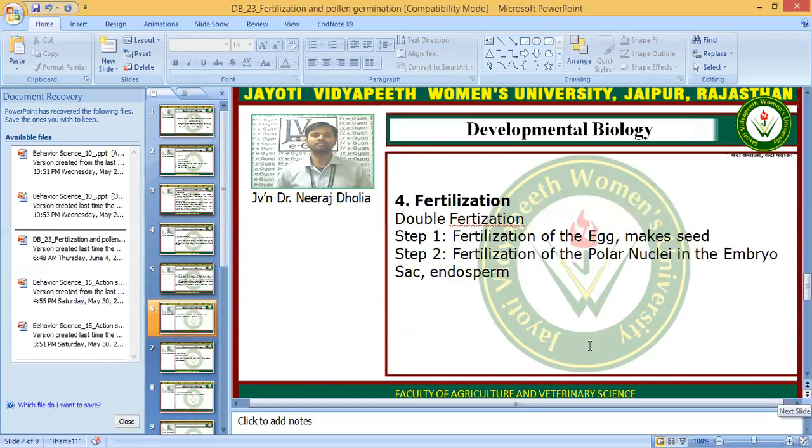In the fertilization process in higher plants, there is double fertilization. In step one, the fertilization of the egg takes place, which makes the seed. In the second step, the fertilization of the polar nuclei takes place. In the ovule, other than the egg, there are other cells known as the polar nuclei. Their fertilization leads to the formation of the endosperm, which is the reserve food for the developing plant.